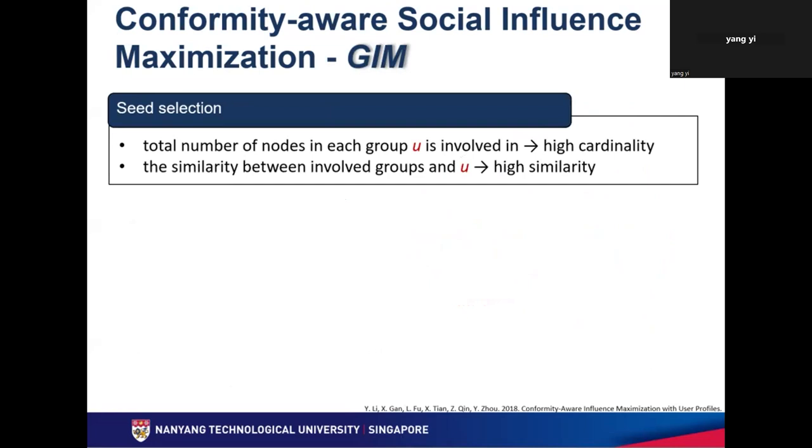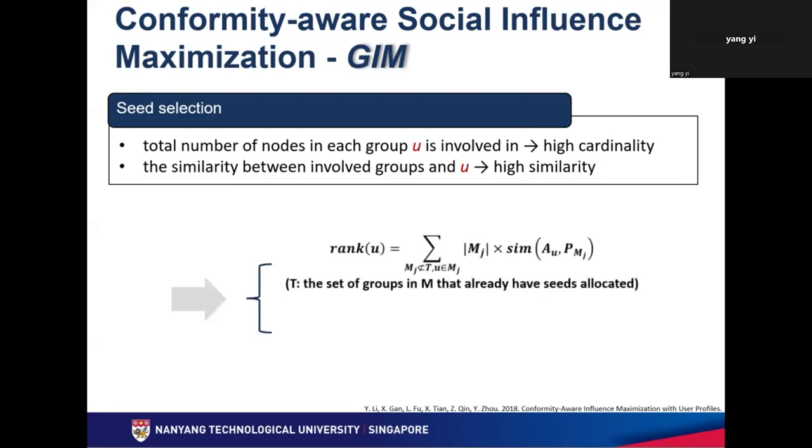For the node selection, the authors also proposed the following situations. If the total number of nodes in each group that U is involved in leads to high cardinality, that means U is probable to influence a large number of users in the group. If a group has high cardinality and U is probable to influence this group, U should be selected first. And also, if there are many users similar to user U, U should be selected first. So based on the two intuitions, they propose a rank of users combining both factors together. Then the influence for the set S is calculated using the sigma of the ranks for all the nodes in the set S.